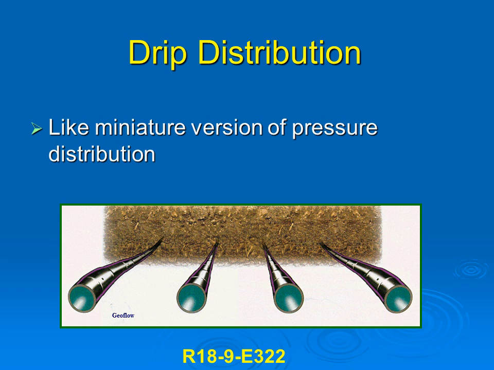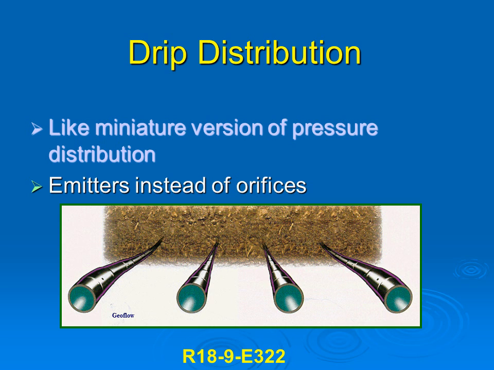Drip distribution is a miniaturized version of pressure distribution, only emitters are used instead of orifices. In comparing drip distribution to pressure distribution, the emitters are very small, allow just drops of effluent to flow out. Flow is measured in gallons per hour rather than gallons per minute. There are 5 to 10 times more emitters than orifices in the distribution network, and emitter flows are less than 20% of orifice flows in pressure distribution.